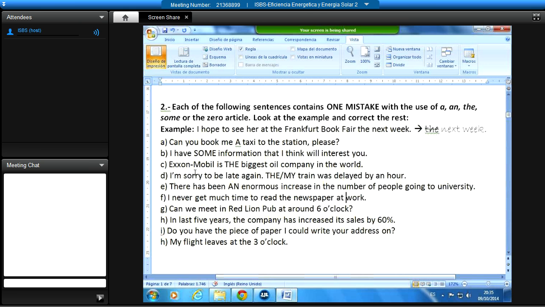Good. So now again, Carlos, G. Can we meet in the Red Lion pub around 6 o'clock? No, at around is okay. Something to do with the article. So, can we meet in the Red Lion pub? It's like in that pub. In the pub whose name is Red Lion.